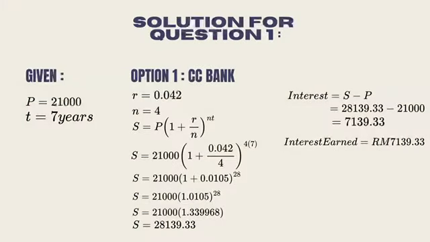Step 1 is CC Bank. For CC Bank, the annual interest rate is 4.2%, so R equals 0.042, M equals 4. Step 1, S equals 21,000 [1 plus 0.042 per 4] to the power of 4 [times 7].